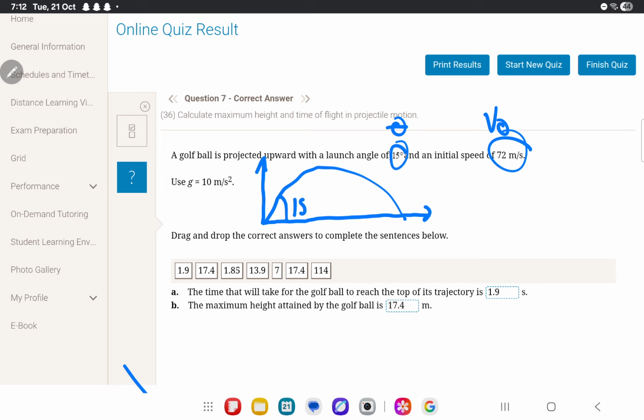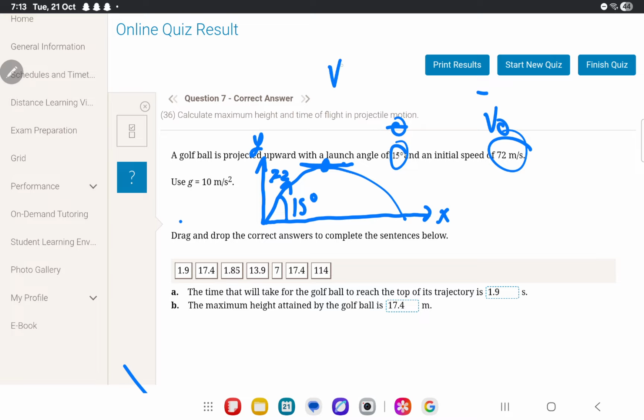This is 15 degrees, and I have 72 meters per second here. All right, perfect. So the time that it will take for the golf ball to reach the top. Here you have y and you have x. The tangent to any point on this graph represents the velocity. Let's say the max height is here. The tangent is flat. So that means the velocity at the max height is equal to 0. And we're going to use that fact.